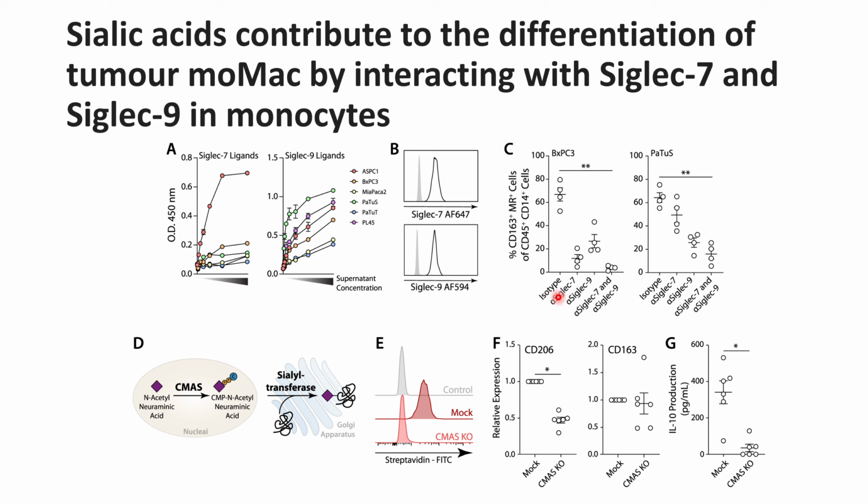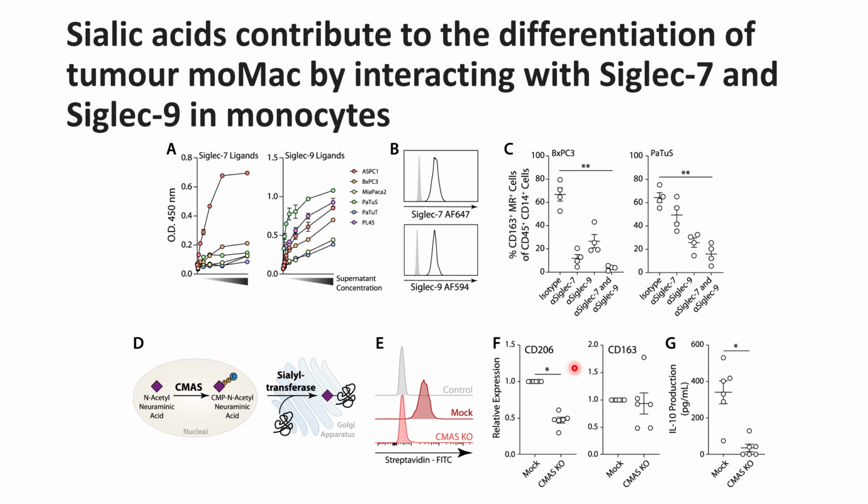And they validated the same thing by knocking out the CMP sialic acid donor, by knocking out the CMAS enzyme that helps in the formation of the CMP sialic acid donor. And this is how they validated their knockout, where the knockout has no sialic acid, whereas the mock has the sialic acid presence.